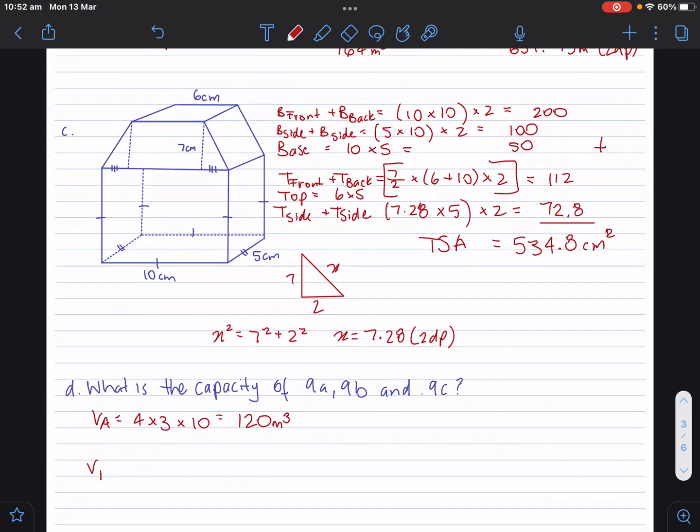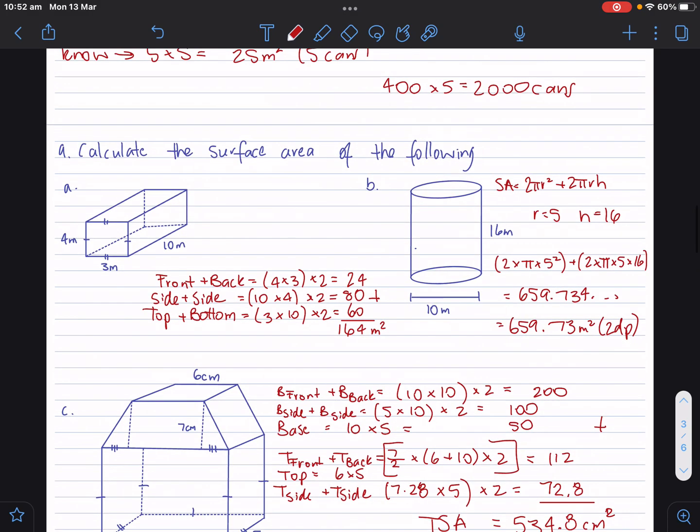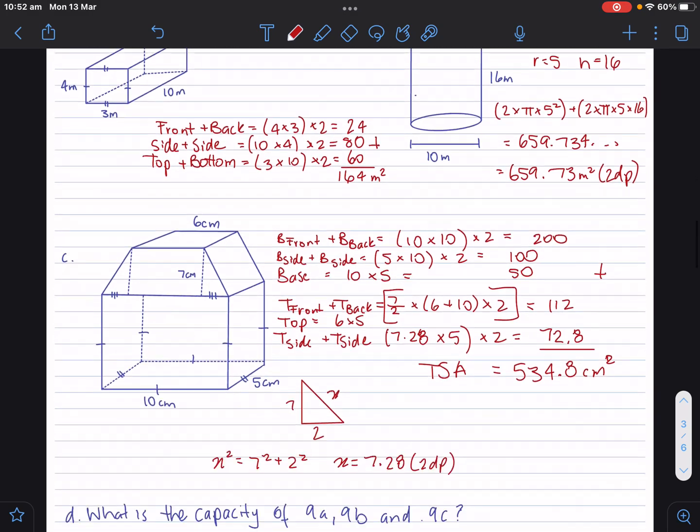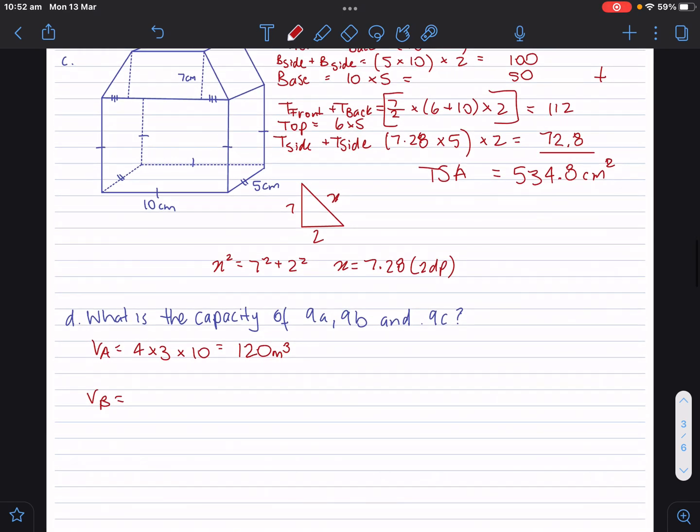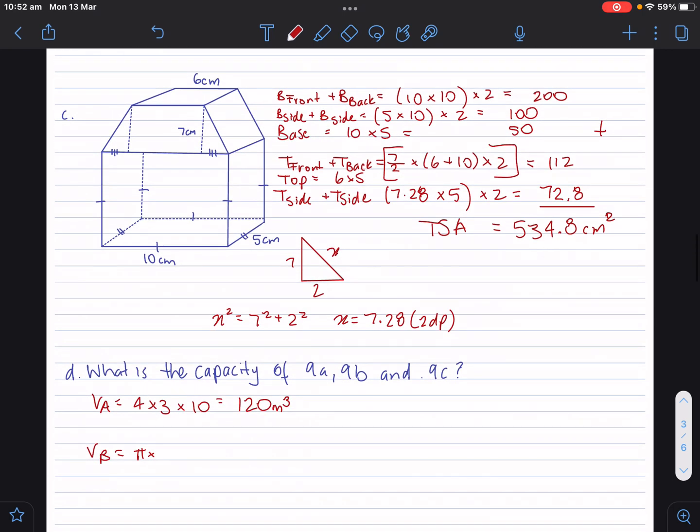The volume of B is a cylinder, so it's pi r squared h, where radius here is 5 and h is 16. So pi times 5 squared times 16, which equals 1256.637061.